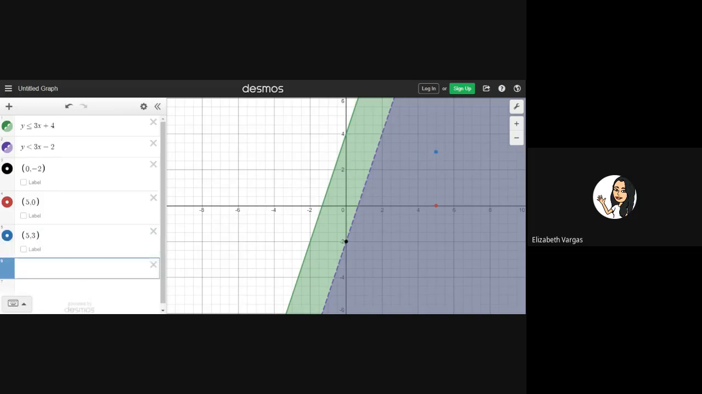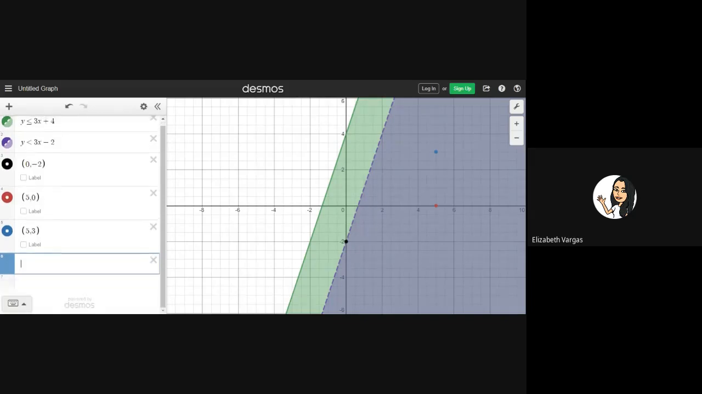However, for example, 0 and 2. What you see is that only proves true in this green part. So it only proves true for this equation right here, y is less than or equal to 3x plus 4, but it does not prove true for this purple graph as well. And so, yes, it might be a solution for one of the inequalities, but what we're looking for is a solution for the system of inequalities, so both of them. We want a point to exist in both of those shaded areas overlapping each other. Okay, questions?